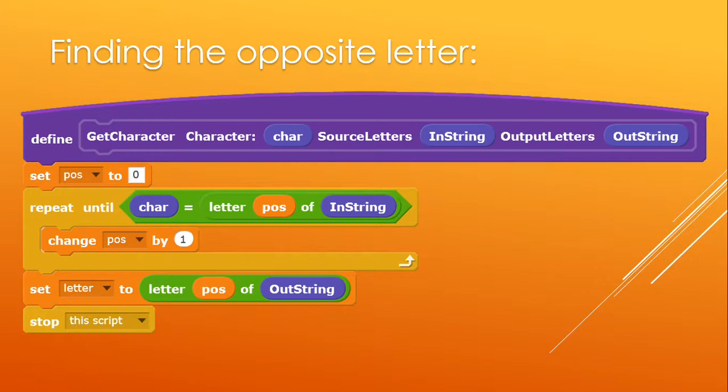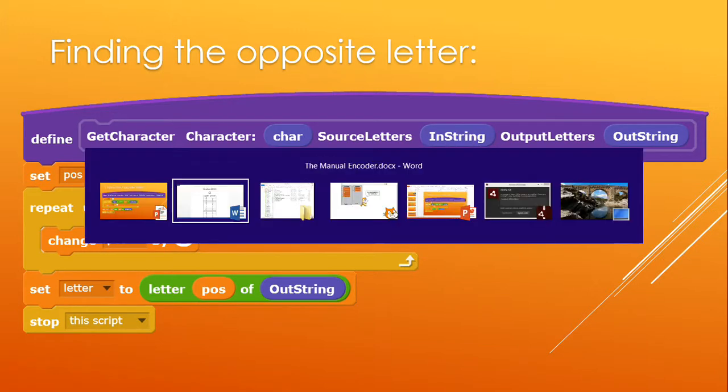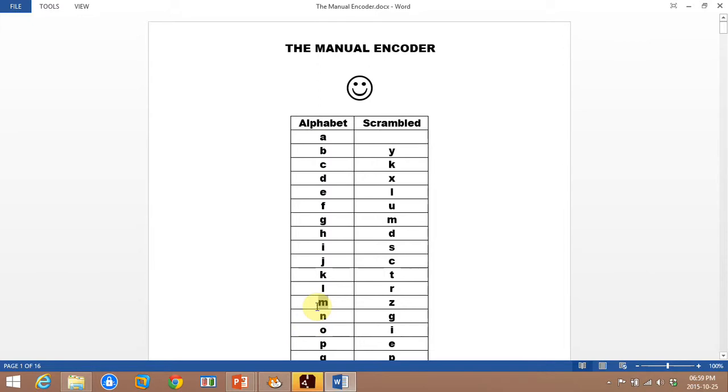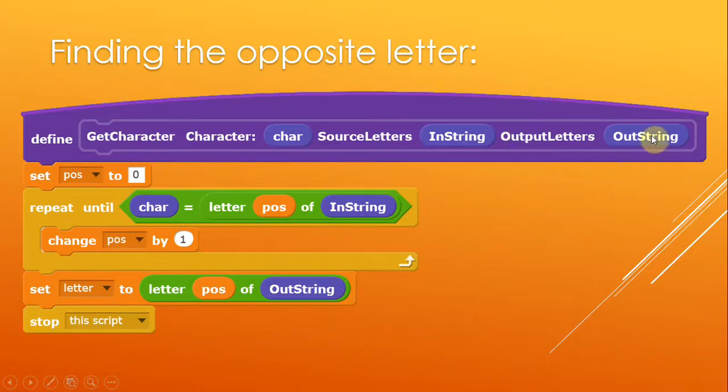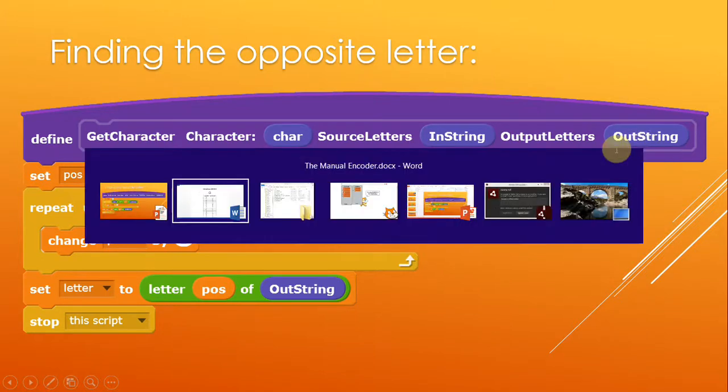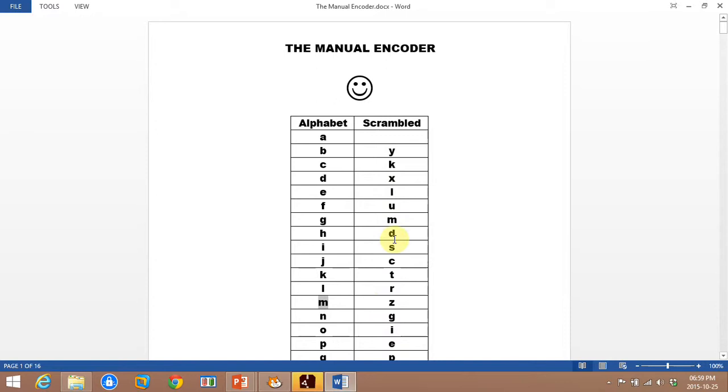Okay, so the first thing you do is to find the opposite letter. So basically the exercise of finding the letter on the one side and finding its corresponding letter. In this example, this function takes in three variables: a character, a source letter string, and an output letter string. The source letter string, let's say when you're encoding, is the string on the left hand side of that list. So we've said it would be the alphabet letters, and the output would be the out string, which is where we want characters to map to, a string with letters in this order.